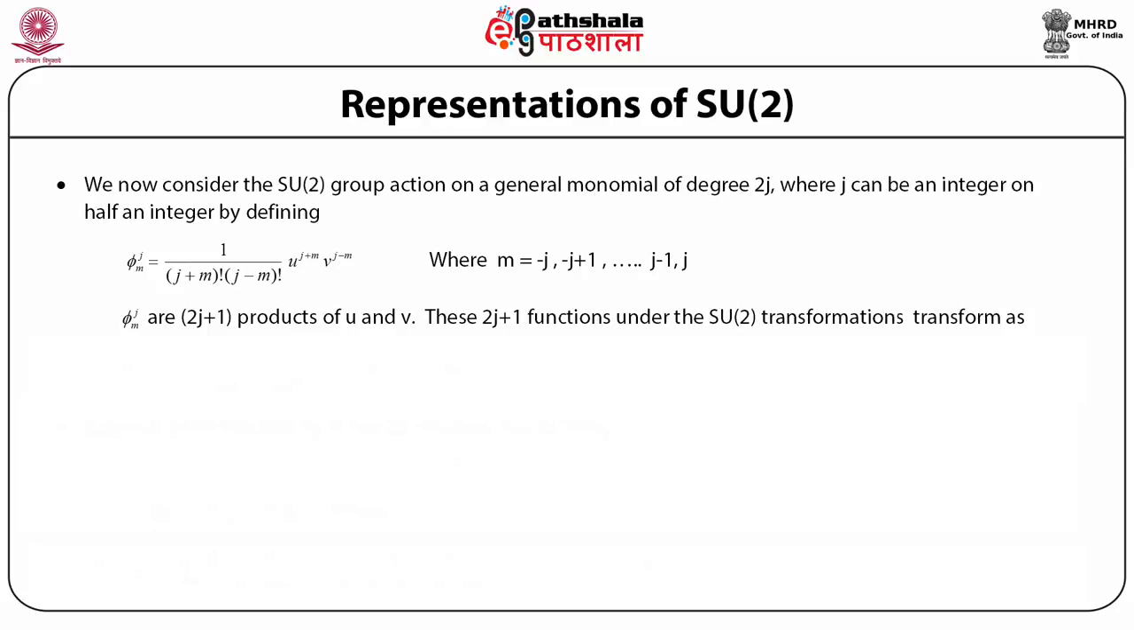These 2j plus 1 functions under the SU(2) transformation transform as phi_jm prime equals 1 upon root of (j plus m) factorial (j minus m) factorial, times phi_jm prime, u prime to the power j plus m into v prime to the power j minus m, where u prime is a u plus b star v, and v prime is minus b u plus a star v. Therefore, phi_jm prime can be written as 1 upon root of (j plus m) factorial (j minus m) factorial, times (a u plus b star v) to the power j plus m, times (minus b u plus a star v) to the power j minus m.